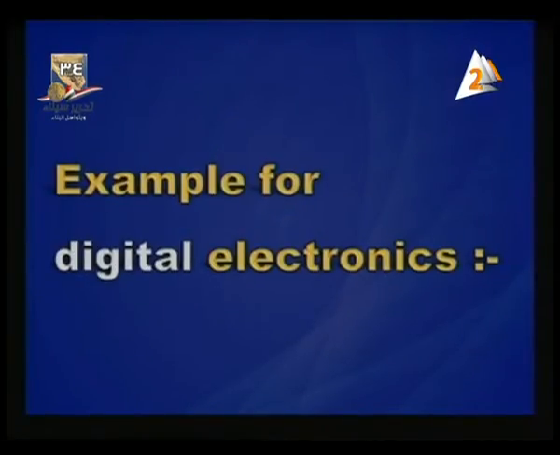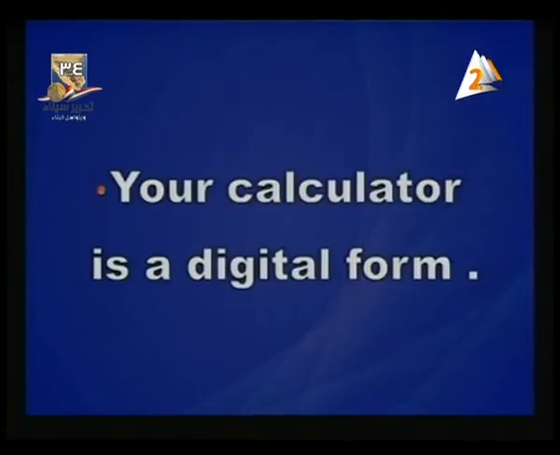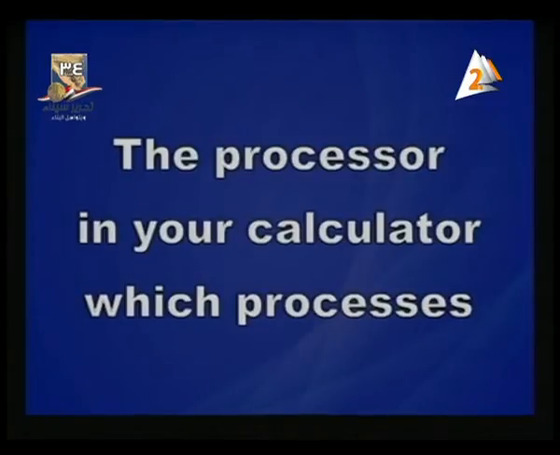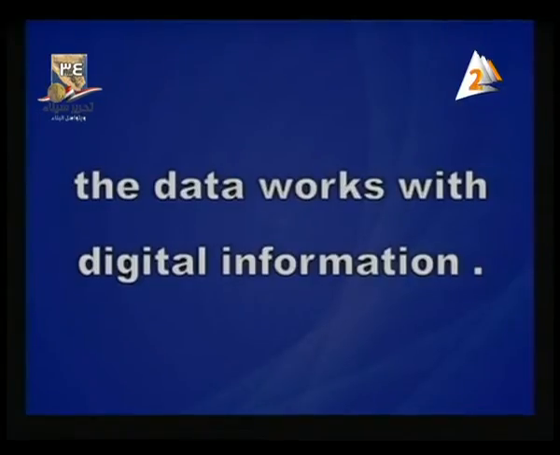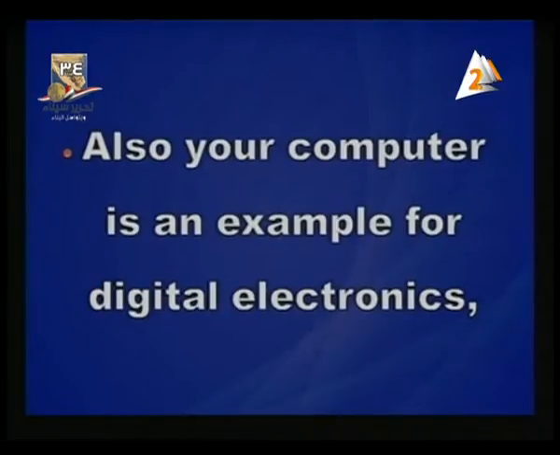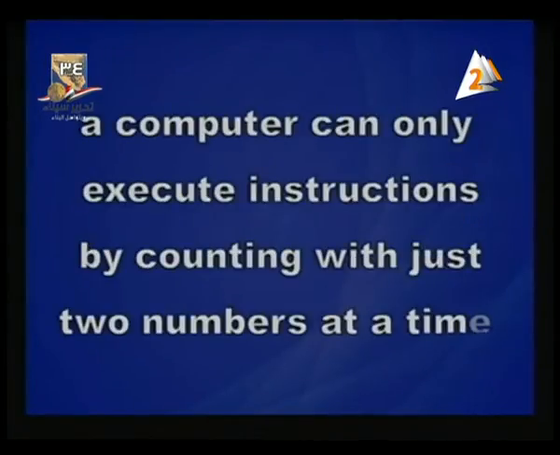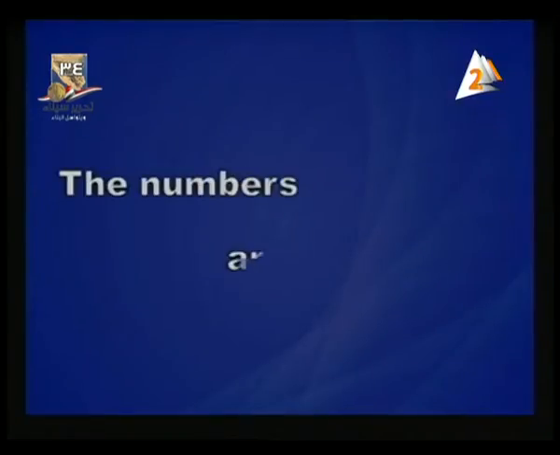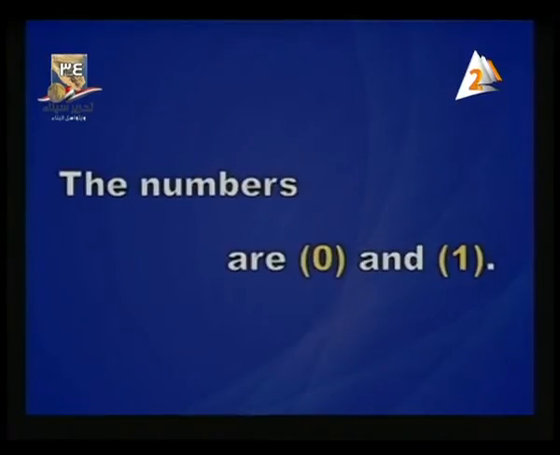But an example for digital electronics: your calculator is a digital device. The processor in your calculator, which processes the data, works with digital information. Also, your computer is an example of digital electronics. A computer can only execute instructions by counting with just 2 numbers at a time. The numbers are 0 and 1.